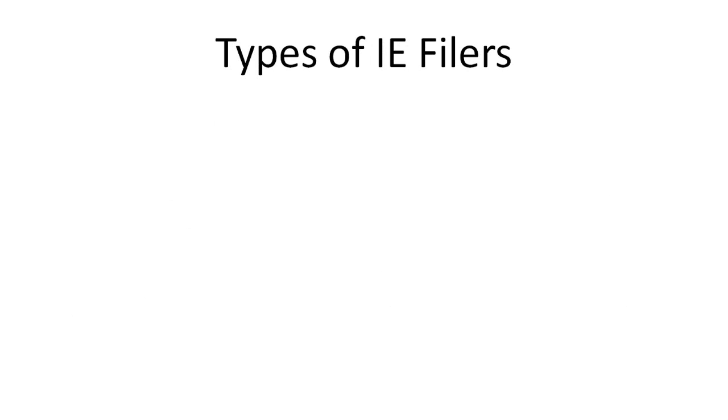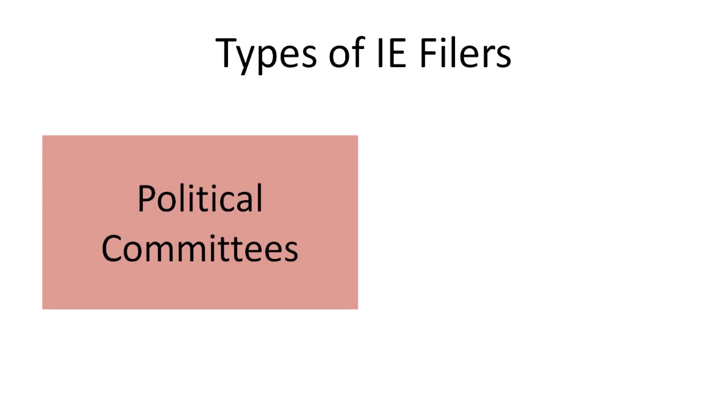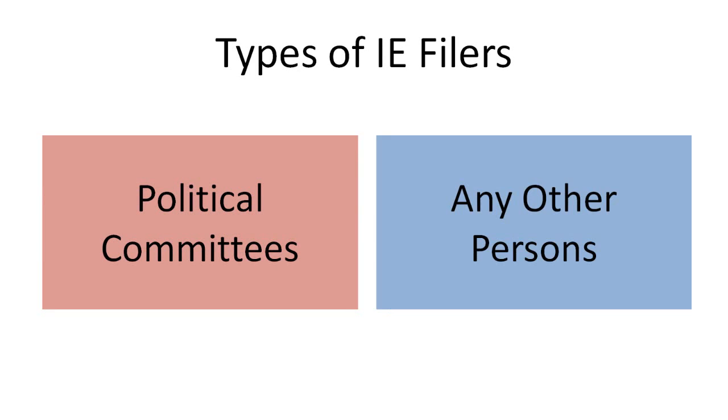There are two major types of entities that make independent expenditures and file with the Commission: political committees and any other person. These two types of filers receive different identification numbers from the Commission, file on different forms, and are governed by different sections of the regulations, so it is incredibly important for you to know which type of entity you are.